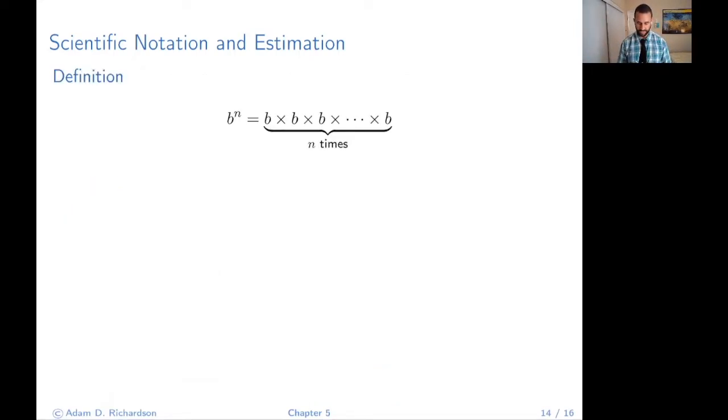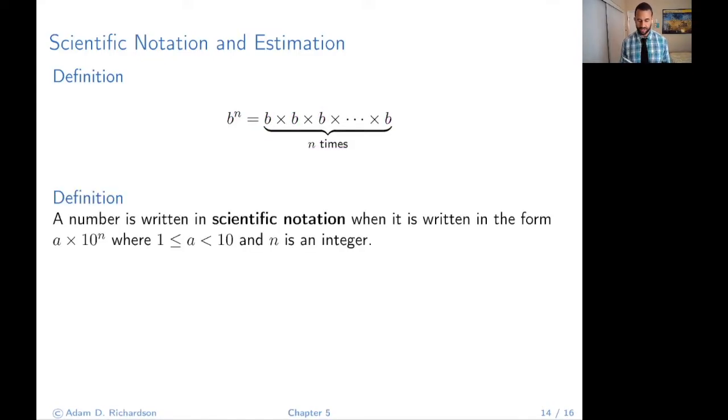Okay, so let's get to the definition. Before we can look at the definition of scientific notation, we need to explore the definition of exponentiation. So quite literally, this symbol b to the n is the same thing as multiplying b by itself n times. So b to the third is b times b times b. B to the fifth is b times b times b times b times b. B to the nth is b times b times b, and so on, n times, right? That's the idea. So anytime you see this symbol, you want to think about repeated multiplication. All right, so here is the definition of scientific notation.